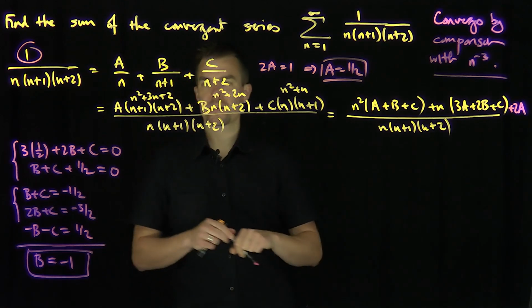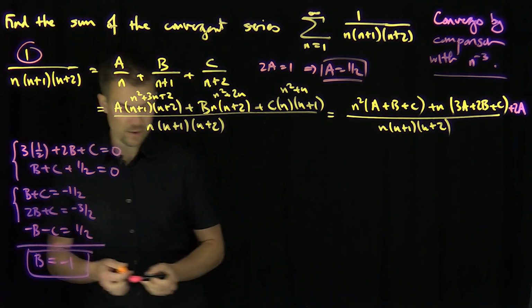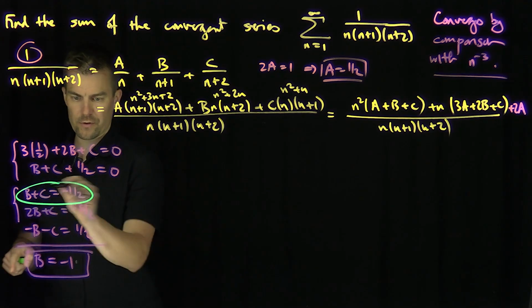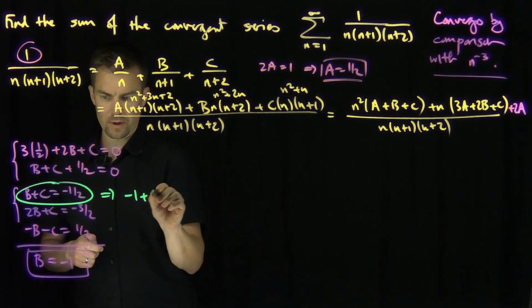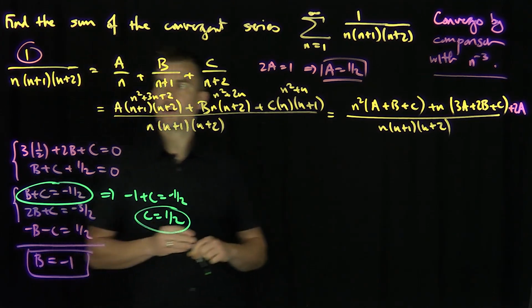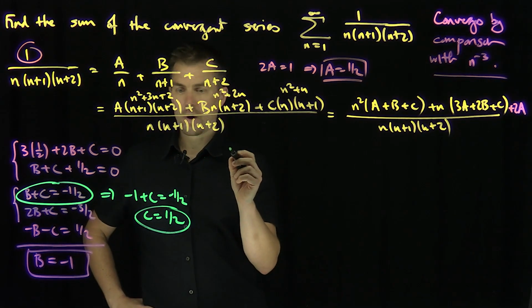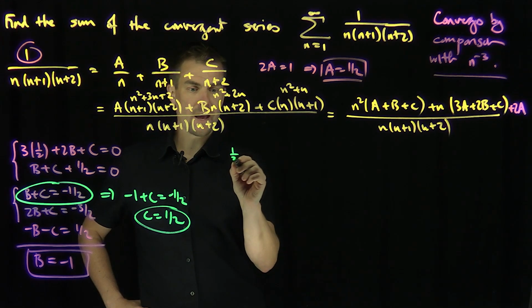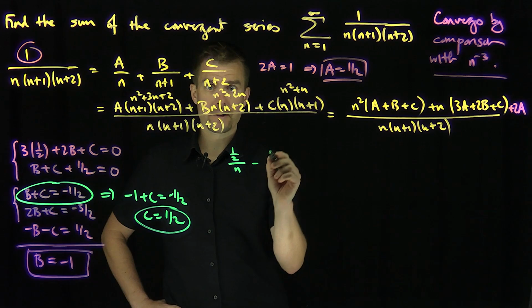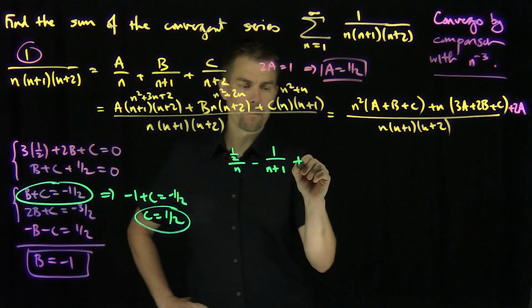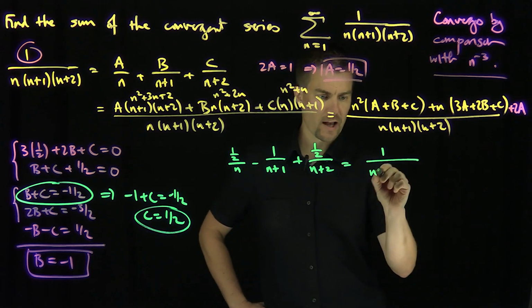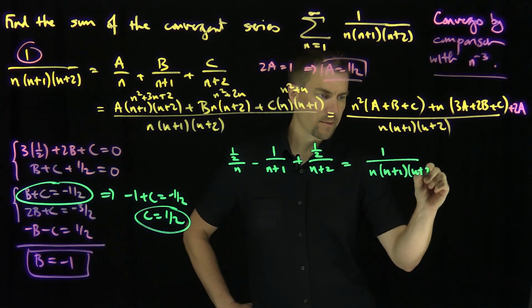Great. So now I have b is equal to -1. Finally, we can use these equations to solve for c. If b is -1, this equation tells me that -1 plus c is -1/2. Therefore, c is equal to +1/2. So our expression is really going to be 1/2 over n, minus 1 over n plus 1, plus 1/2 over n plus 2, which is equal to 1 over n times n plus 1 times n plus 2.